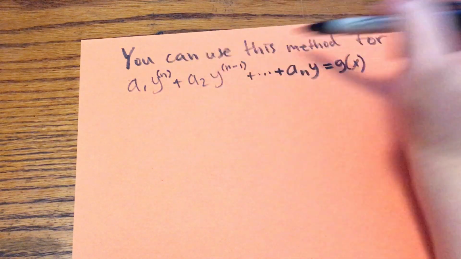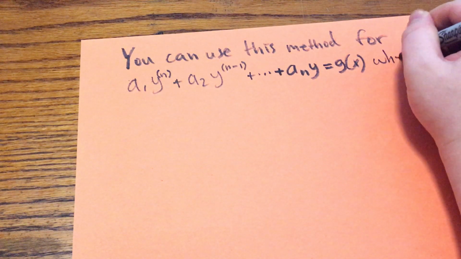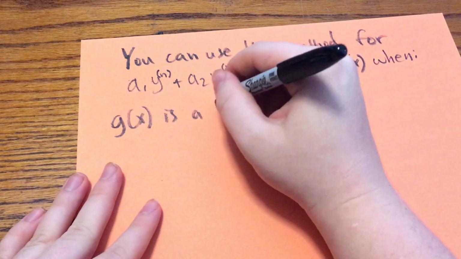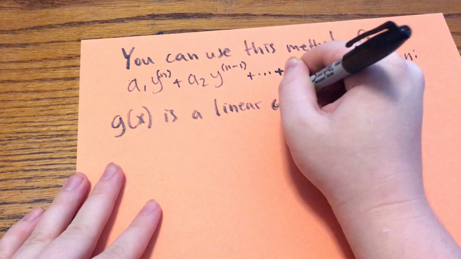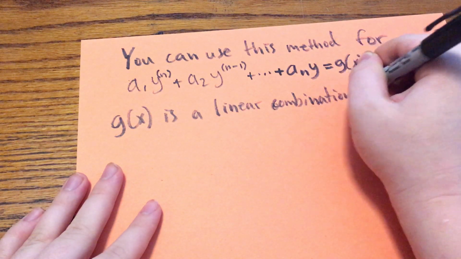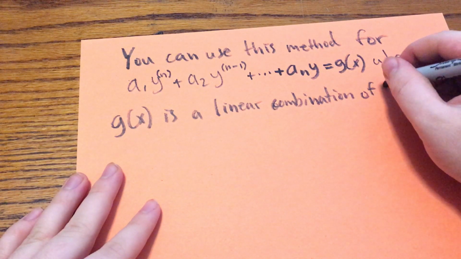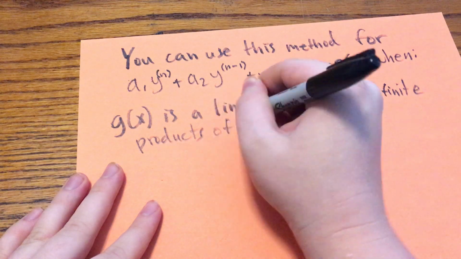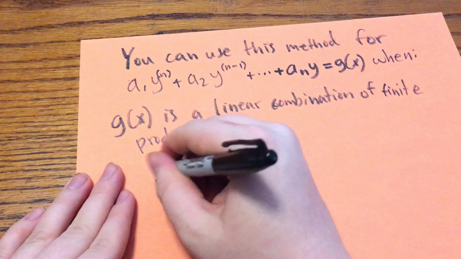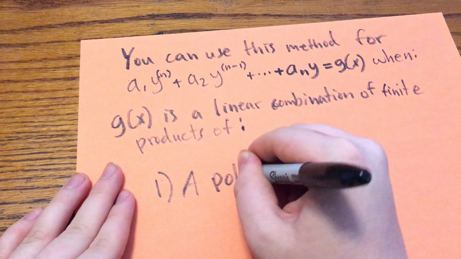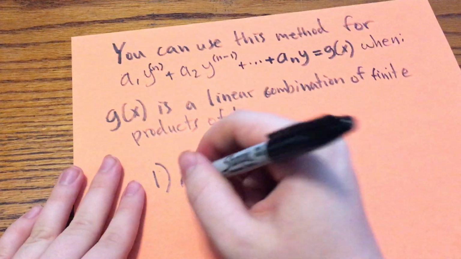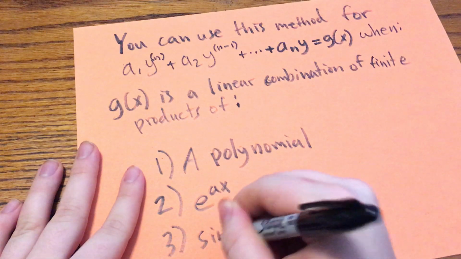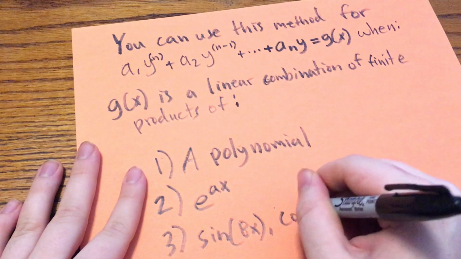You can use this method for something like that, the stuff we've been doing, when g of x is a linear combination of finite products of one, a polynomial, two, e to the ax, and three, sine of bx or cosine of bx.